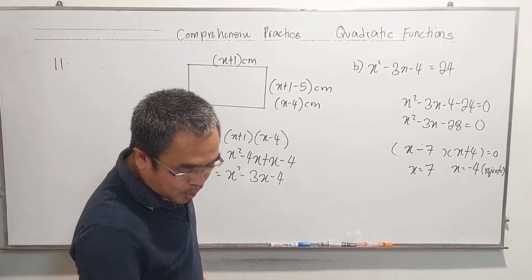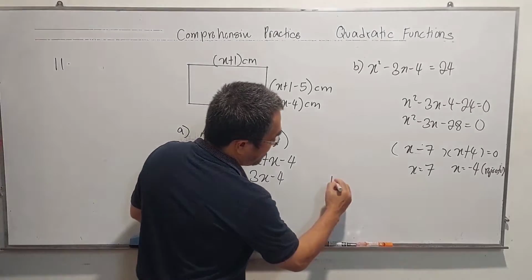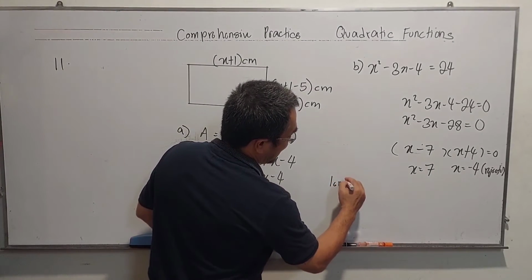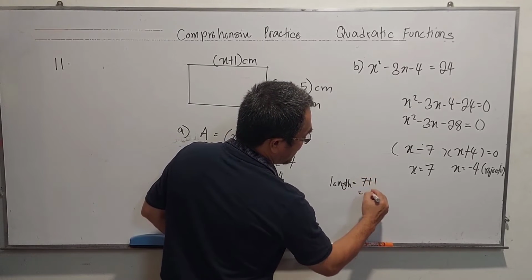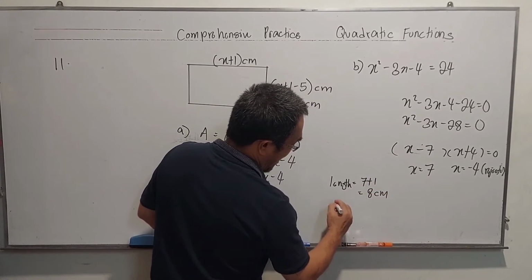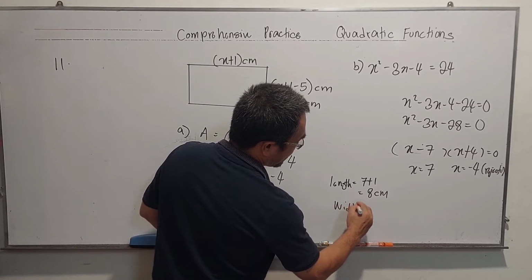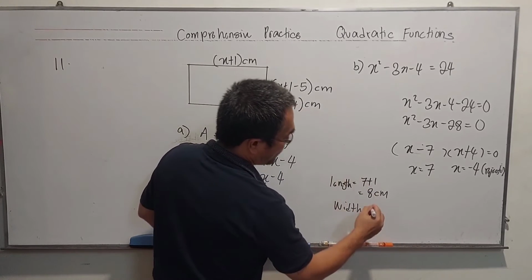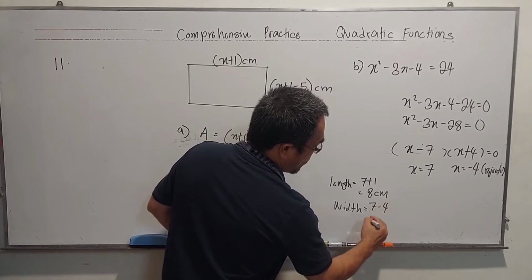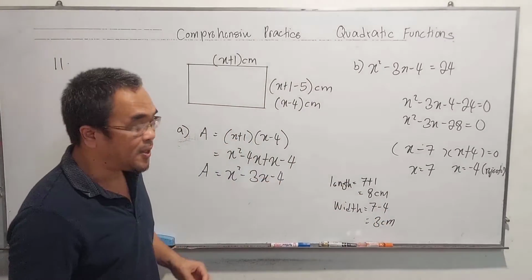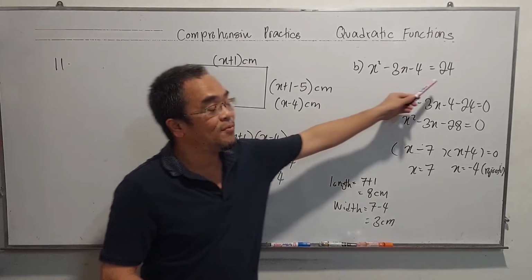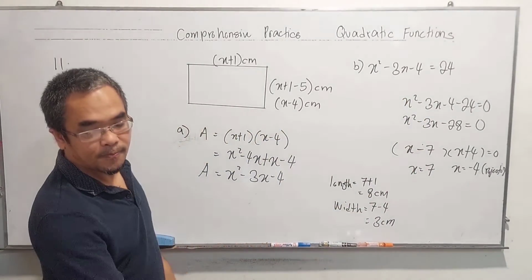So in order to know the length, you just replace: length is x plus 1, so 7 plus 1 will be 8 centimeter, and the width is x minus 4, that is 7 minus 4, which is 3 centimeter. So 8 times 3 will be 24. Area is given as 24.